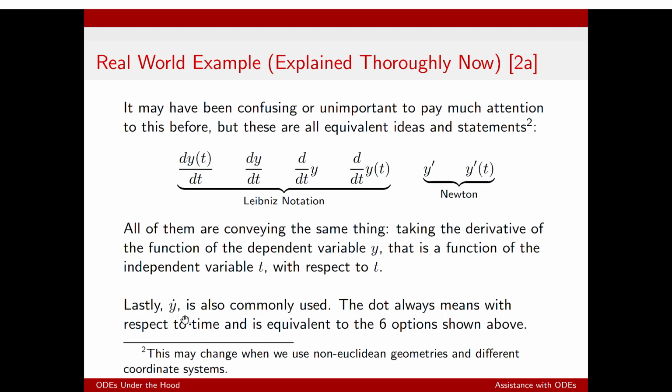And lastly, for those of you who are more dynamical systems or physics focused, you'll see this y dot. That just means we're concerned with time. The dots are always just saying first derivative of y with respect to t with this first dot. If you see two dots, it's a double derivative, and so on and so forth. So this y dot would be the same as all this stuff here because our independent variable is t.